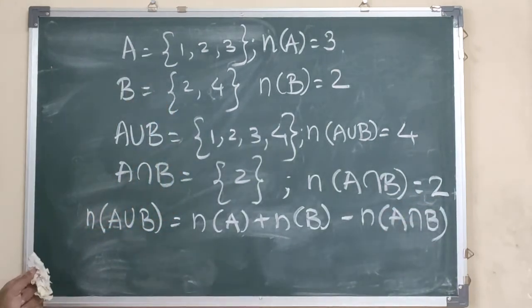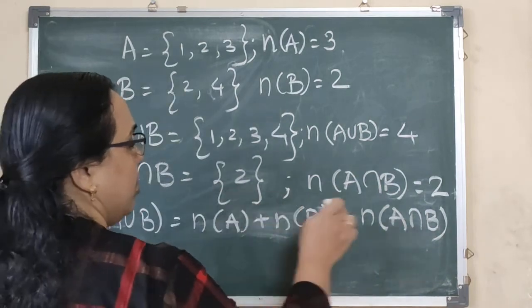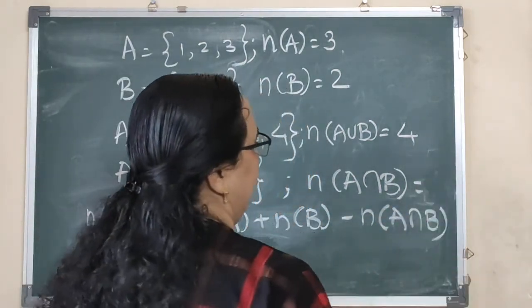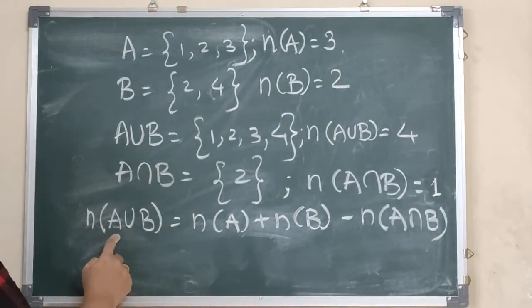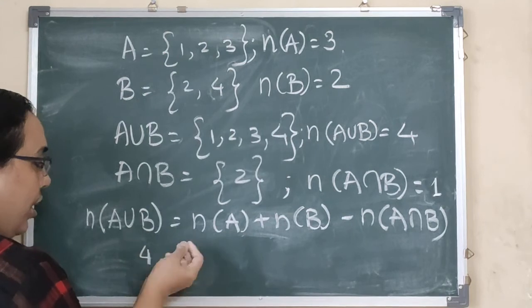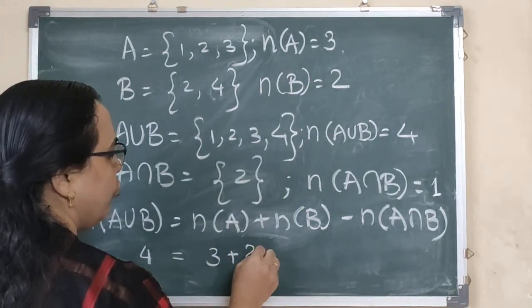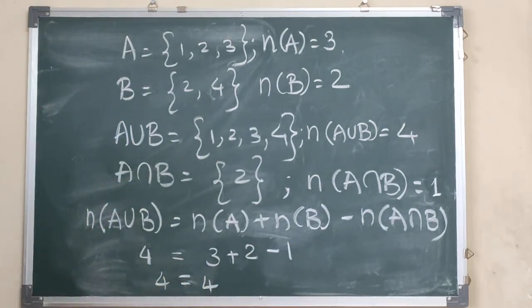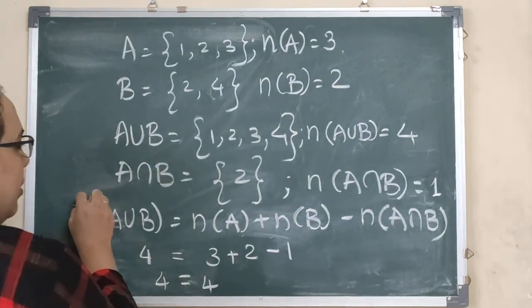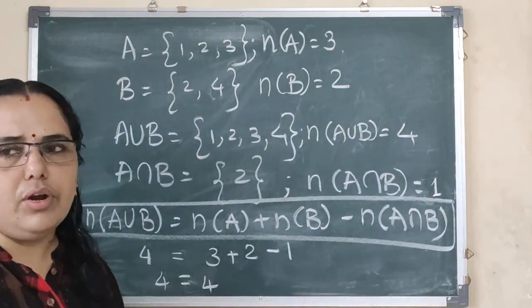Now let us check whether it is following through with this example. What is the number of A union B? I'm so sorry. What is A intersection B only? 1. Okay. Yes. So what is here in A union B? 4. Is it equal to what we have here? 3 plus 2 minus 1. Do we get 4 is equal to 4? Yes. So this is the formula you have to remember. With this we finish all the theory part of this chapter, whatever we have to learn.